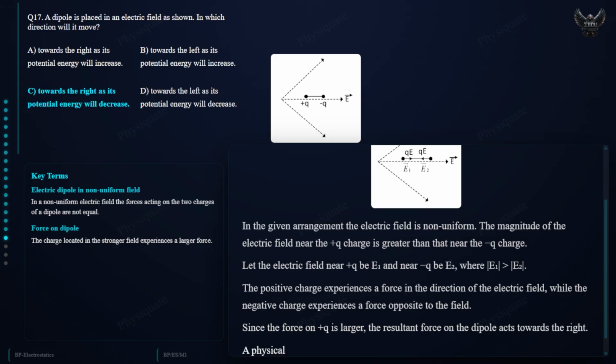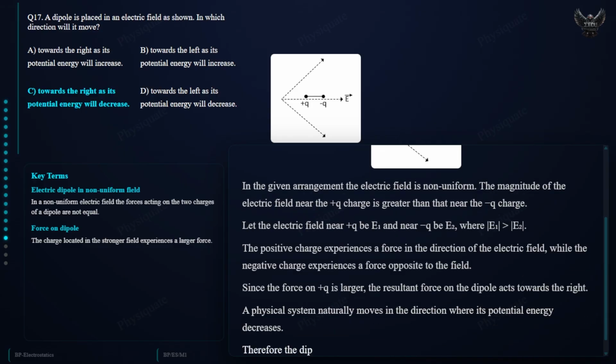A physical system naturally moves in the direction where its potential energy decreases. Therefore, the dipole moves towards the right so that its potential energy decreases.